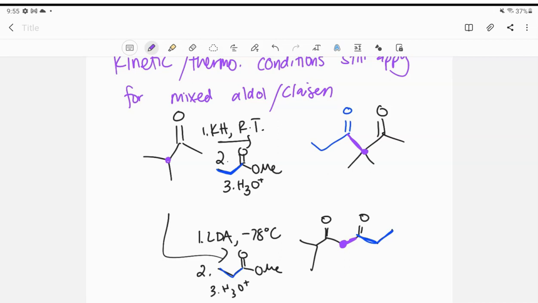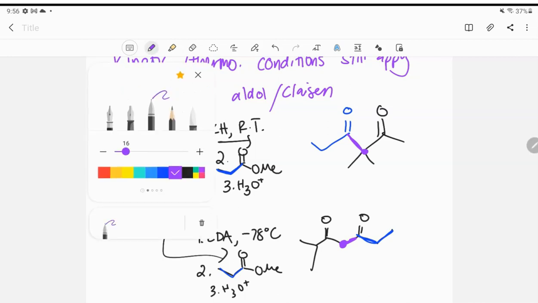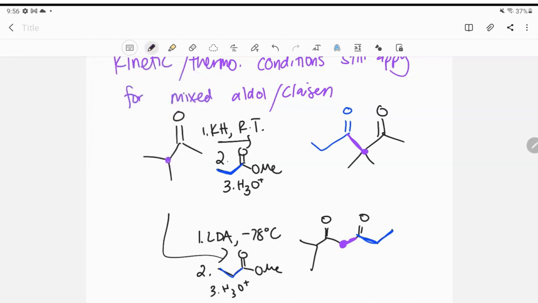All right. So these conditions still apply for all the others, all the other reactions. So you'll get different regiochemistry depending on your base and temperature choices. But any questions on that?